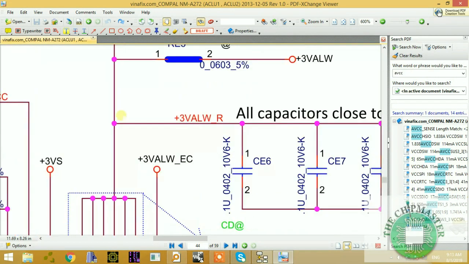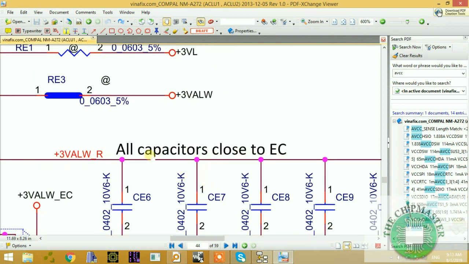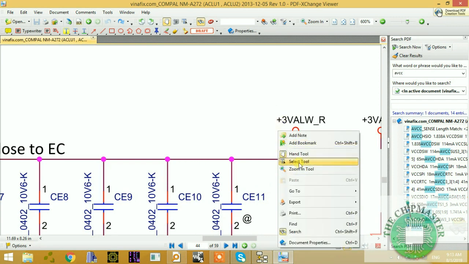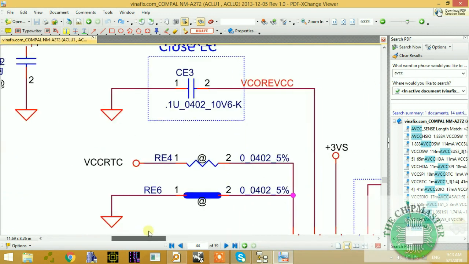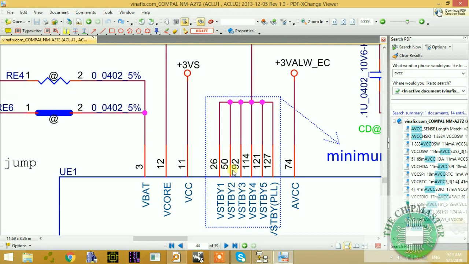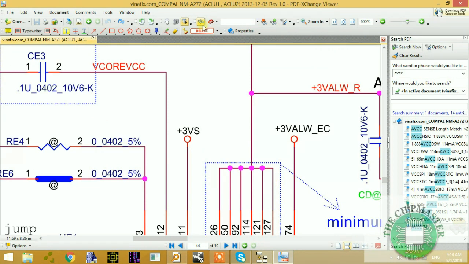And this is powered by, as you can see, 3 volt always, all capacitors close to EC, right? And these are your coupling capacitors. As you can see, plus 3 volt always R is coming to power these pins of the I/O controller, and that's pins 26, 50, 20, 92, 114, 121, 127. Right, these pins are all powered by this voltage, right?